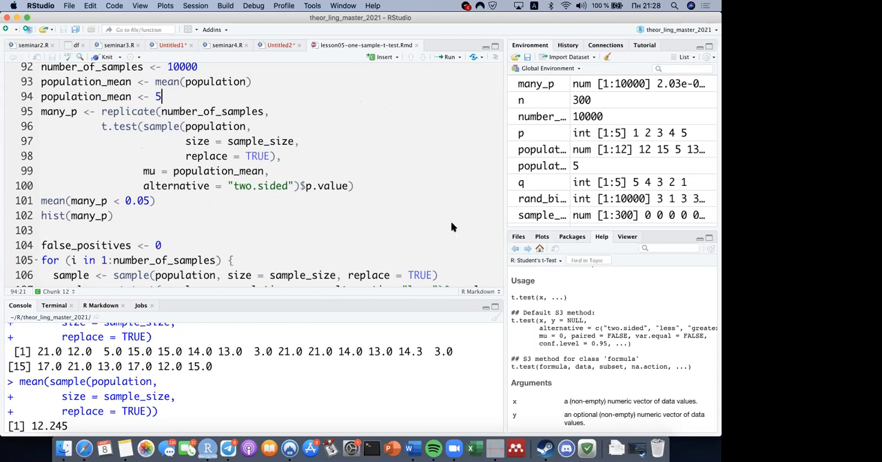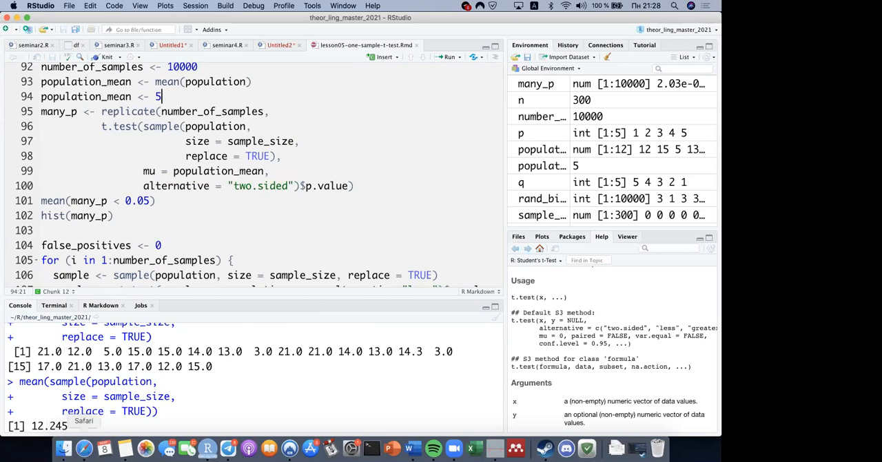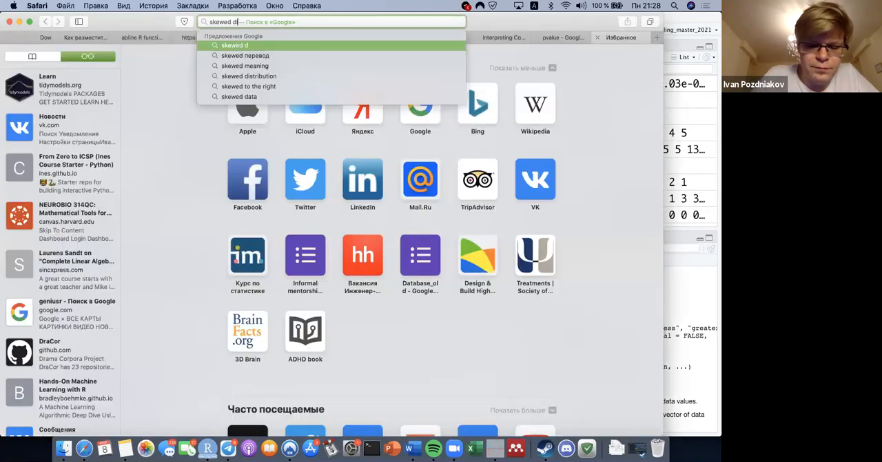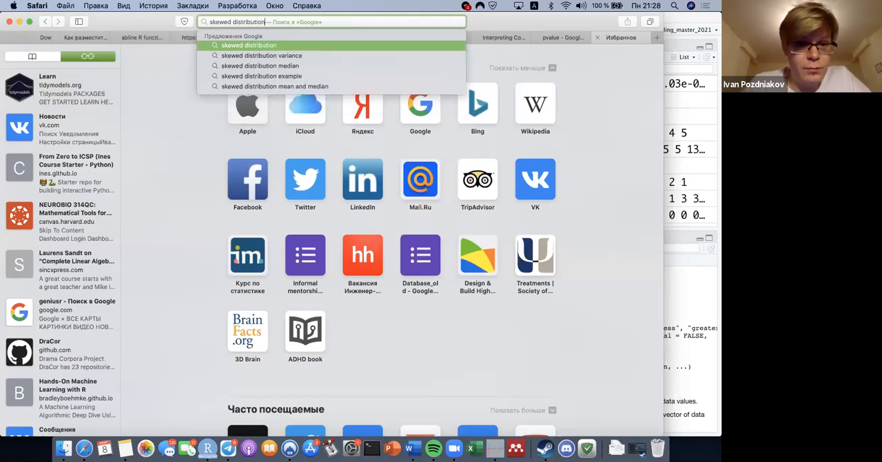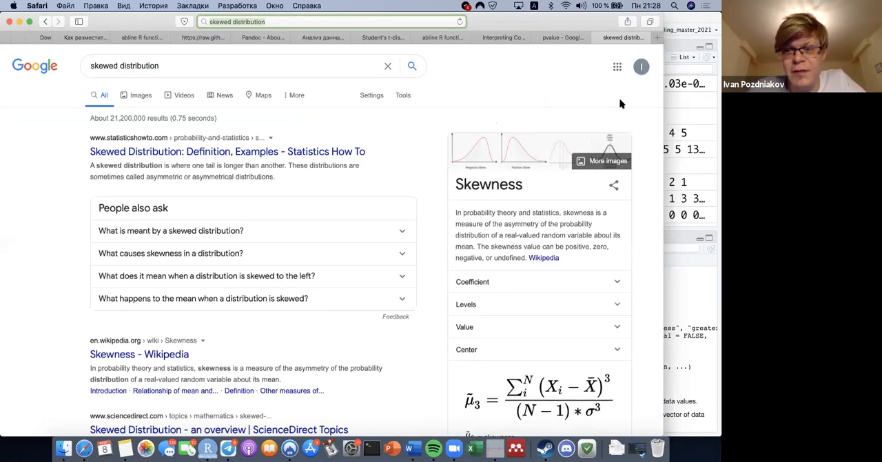I have a question. So you've been saying this term skewed. How do you spell skewed? Yes. Skewed. It means asymmetrical. Actually skewness is a specific measure of asymmetry in your distribution. Yeah, that's actually all. You don't need to know more about that for now.